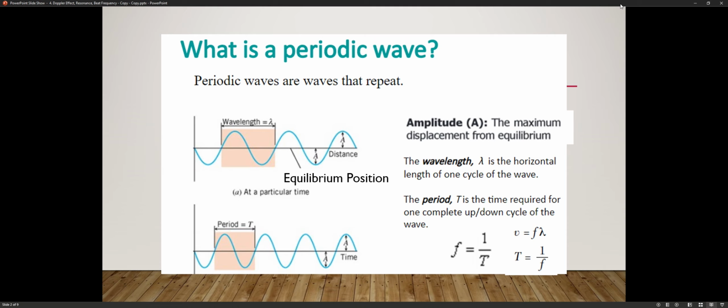So what exactly is a periodic wave? Again, we talked about this in the previous three lessons. The wavelength of the wave is one entire up cycle and one entire down cycle. Okay, so that is the wavelength of a wave.